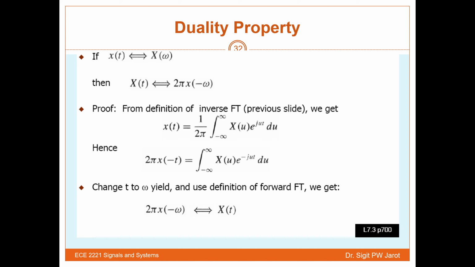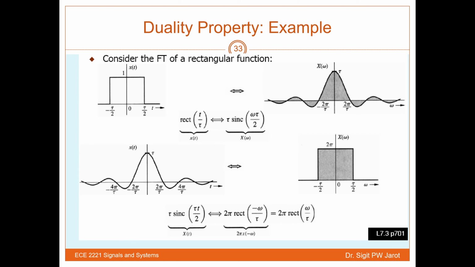The duality property basically means that if x(t) converts to X(omega) or X(f), then X(t) will become x of minus omega, but multiplied by 2 pi. So here is the proof, the definition of the inverse FT. We still have to use this formula to find the inverse. So this is what we call the duality property.